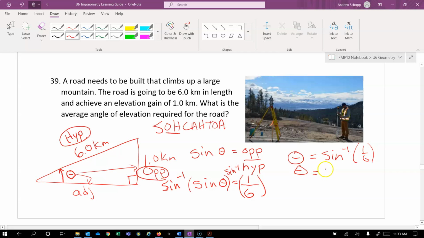And when you calculate that, you should end up with 9.6 kilometers. Oops. No, not 9.6 kilometers. Sorry, we are not looking for a distance at all. We are looking for an angle measure, so that would be in degrees. So the average angle of elevation would be 9.6 degrees for this road.